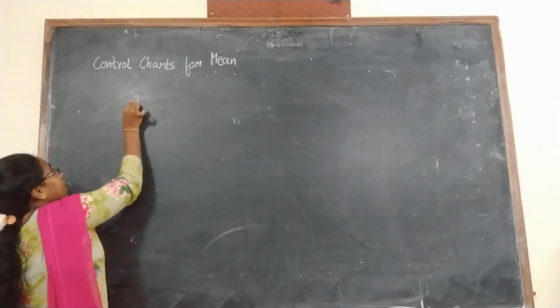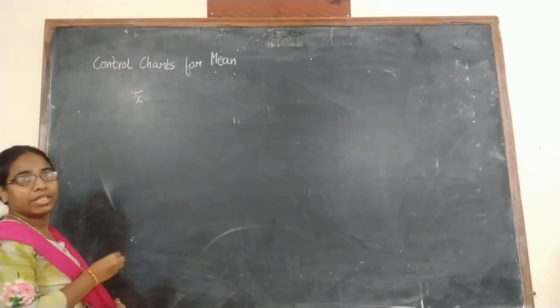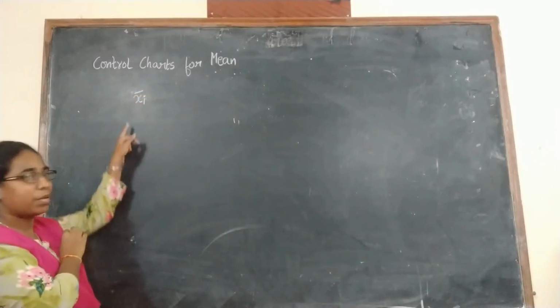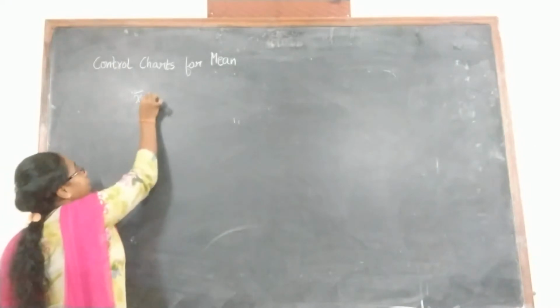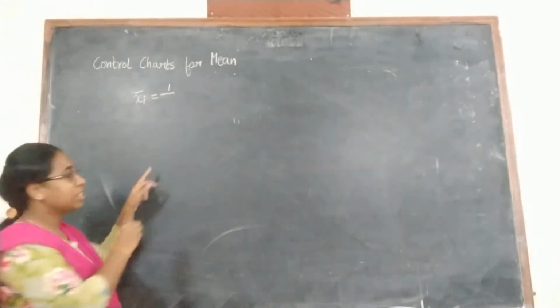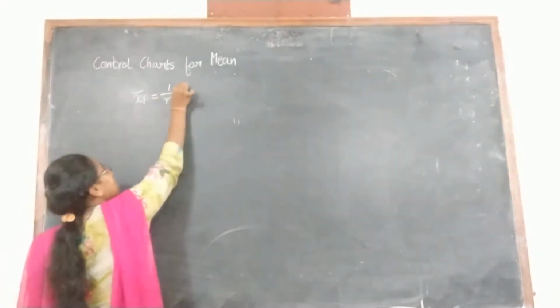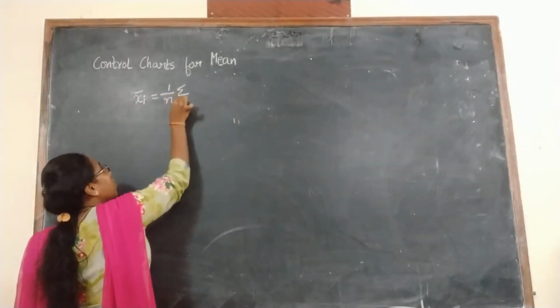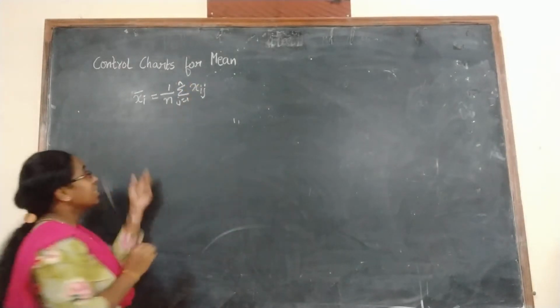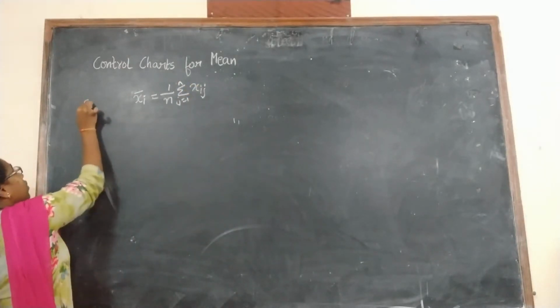So you all know that the sample mean is denoted with x bar. For the ith sample, the mean is given as xi bar equals 1 by n, as there are totally n observations in a sample, summation j equals 1 to n xij. So this is the sample mean.